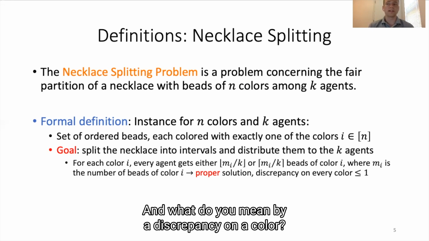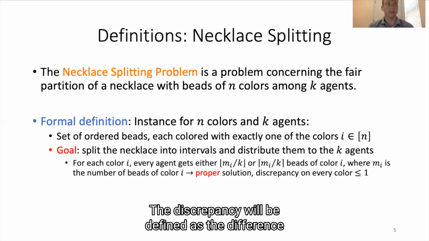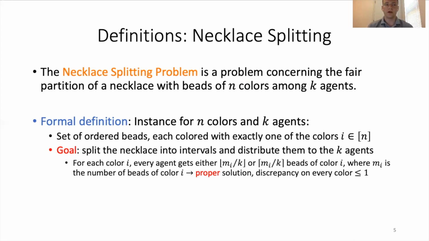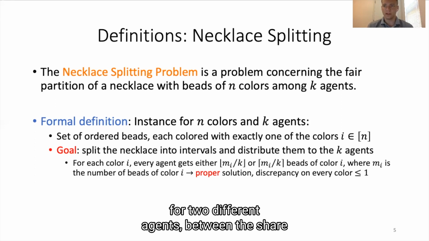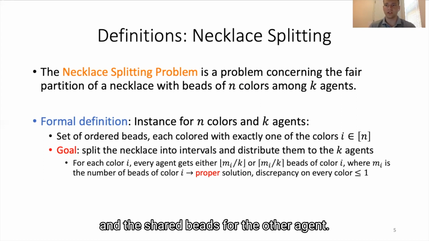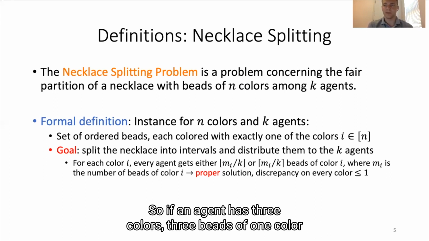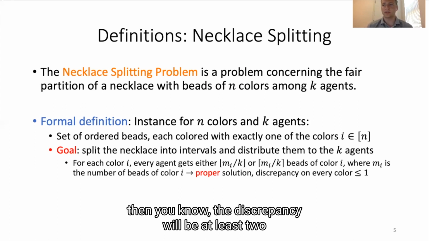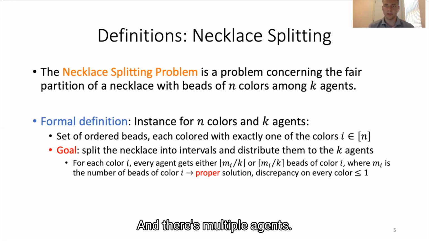And what do we mean by the discrepancy on a color? The discrepancy is defined as the maximum difference, between two different agents, of the share of beads of that color of one agent and the share of beads of the other agent. So if one agent has 3 beads of one color, and another agent has 1 bead, then the discrepancy would be at least 2 in that case. There are multiple agents.